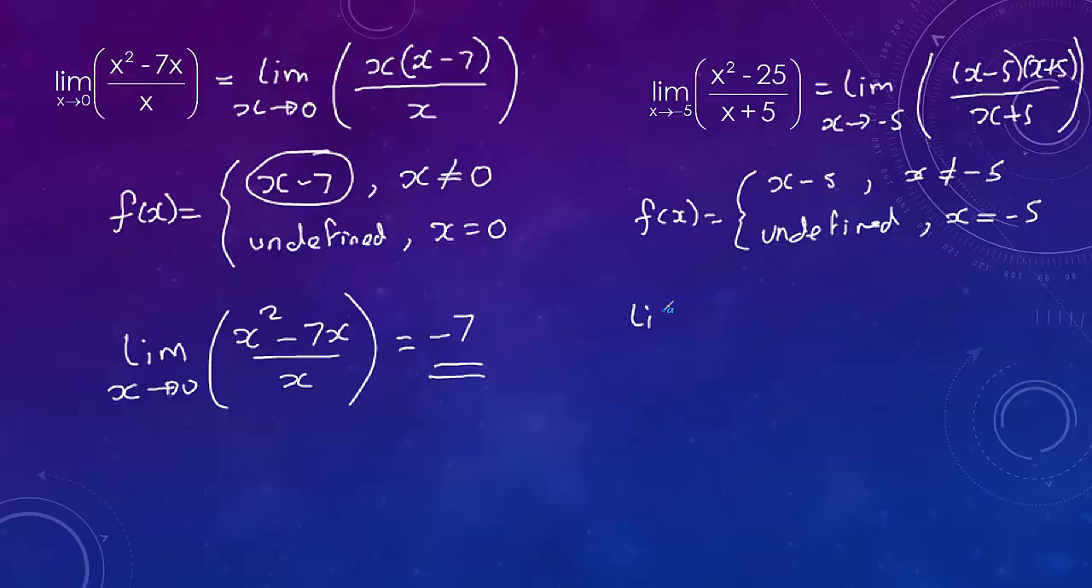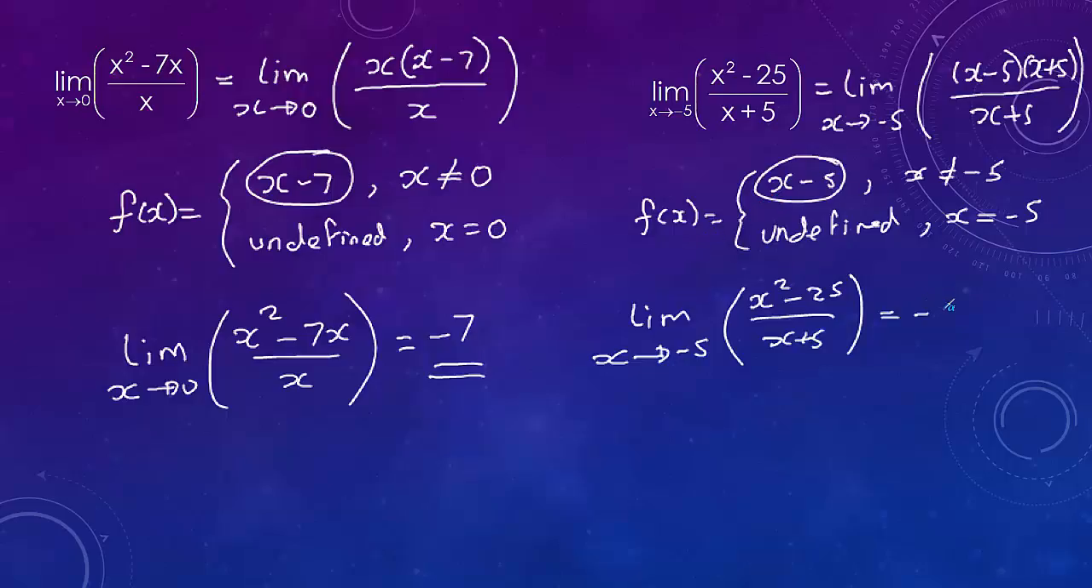So if we now consider the limit as x tends to negative 5 of x squared minus 25 over x plus 5, well, we're using this function. If we tend x to negative 5, this becomes negative 10.